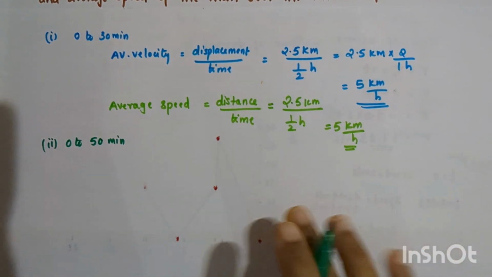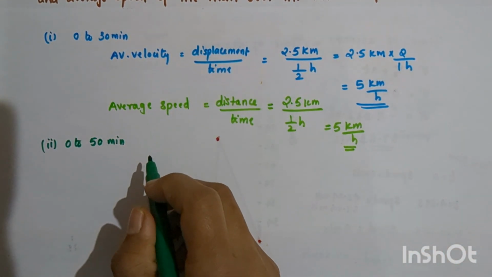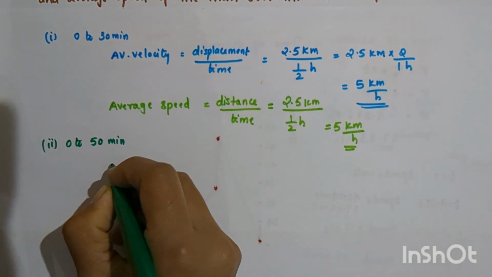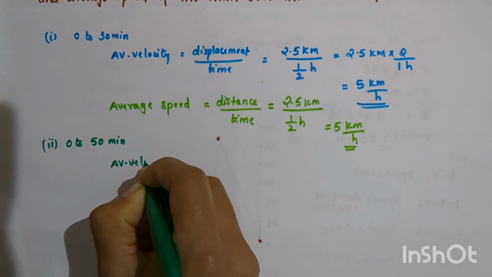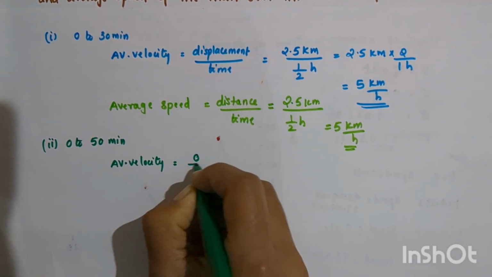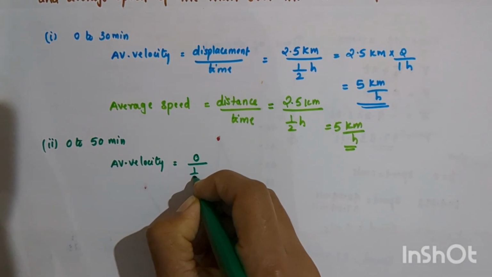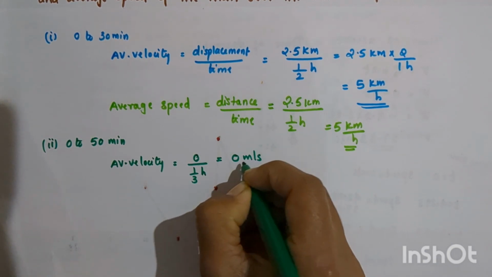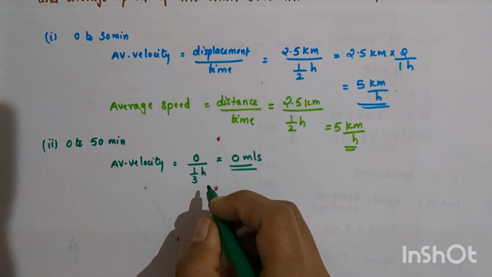So let us find out the average velocity as well as the average speed during this interval of time, 0 to 50 minutes. Average velocity is equal to displacement by time taken. So this time displacement is 0 divided by time taken, which is 5 by 6 hour. 0 divided by any value is 0. So 0 meter per second is the magnitude of average velocity.